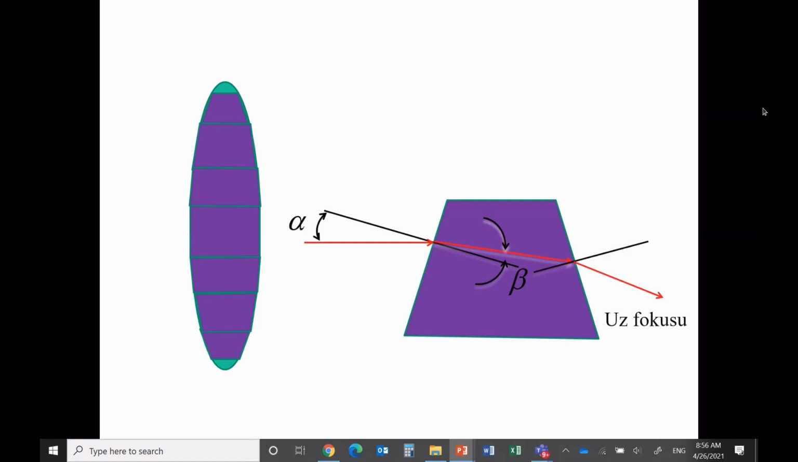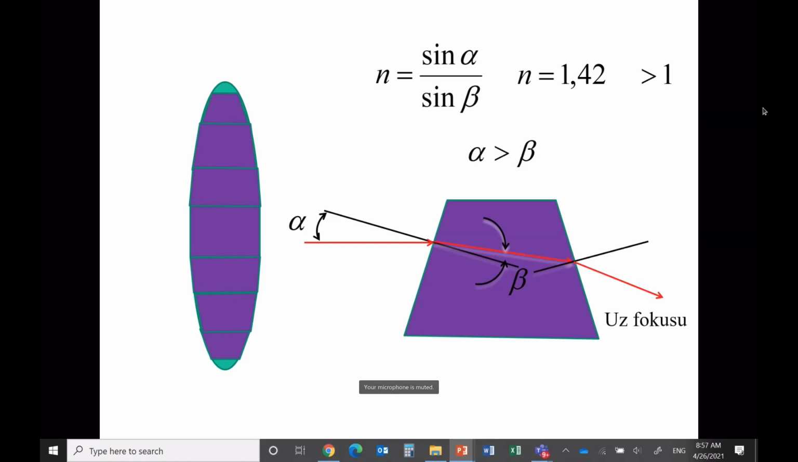It's well known. So this refraction coefficient is sin alpha to sin beta. So these angles may be changed, measured, etc. For the human lens, this refraction coefficient is 1.42. And this means that the angle alpha is larger than the angle beta.